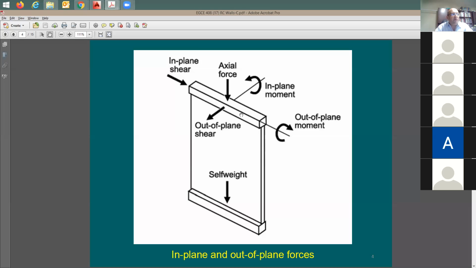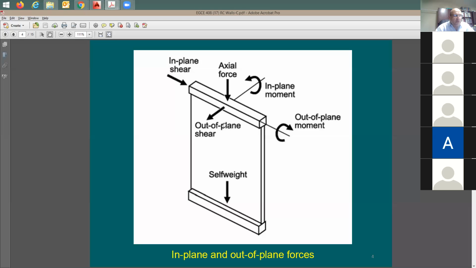If the wall is exposed only or mainly to axial load, this axial force or axial load, which is gravity loads, like what? Like dead load and live load. In this case, we call it a gravity wall. So what's the gravity wall? It's a concrete wall that resists mainly gravity forces.